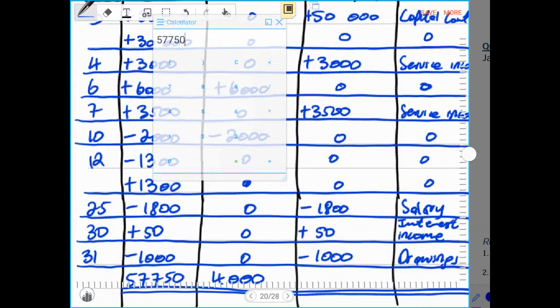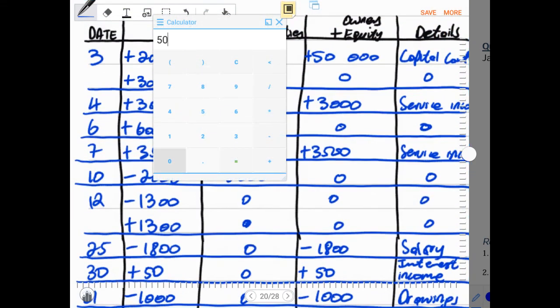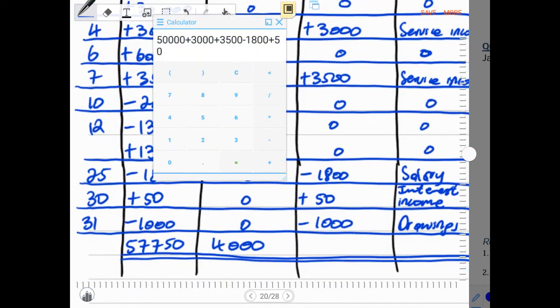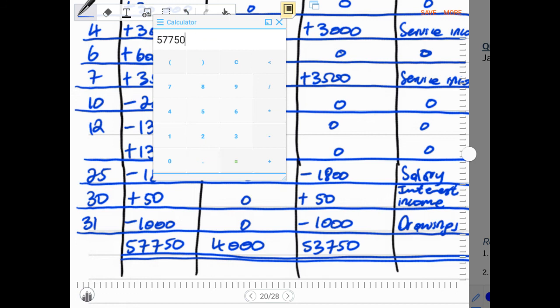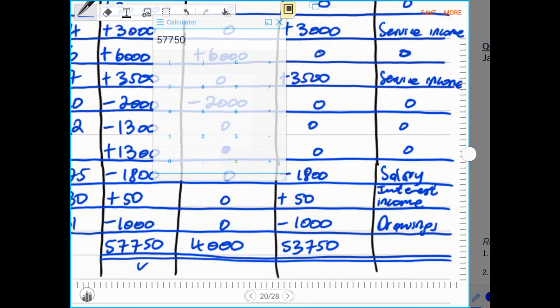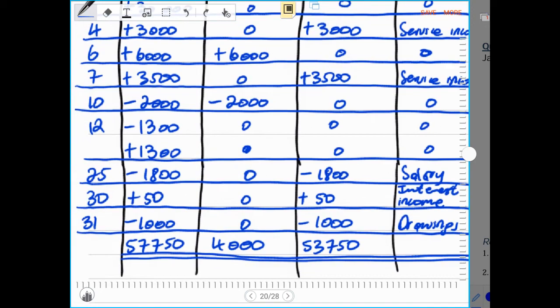Then now our owner's equity will be a total of 50,000 plus 3,000 plus 3.5 minus 1.8 plus 50 rand minus 1,000 rand. And this gives us 53,750 rand. And if you say 53,750 plus 4,000, this gives us the same 57,750, meaning that our assets are equal to the owner's equity plus liabilities. So now everything still balances when it comes to this.